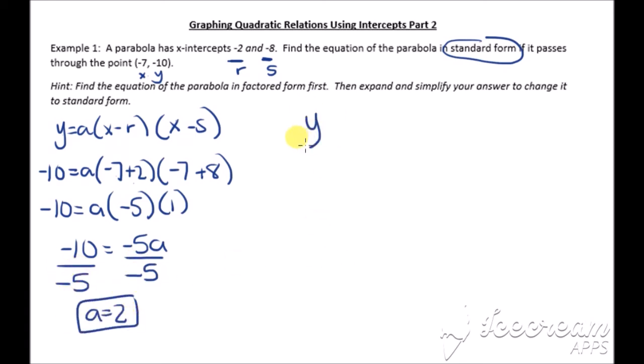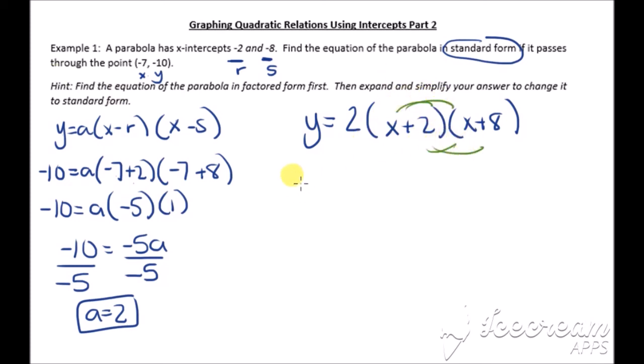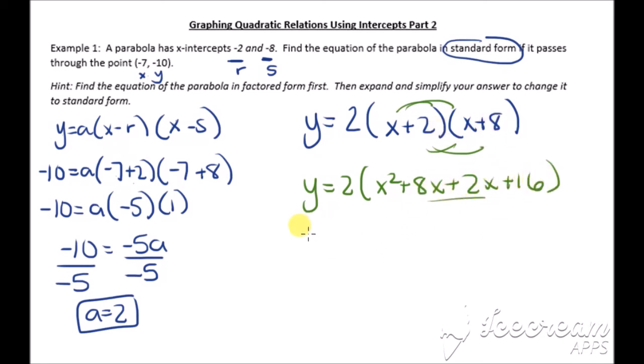Okay, so our equation in factored form is y equals 2(x + 2)(x + 8). Now let's convert. We want this in standard form. So we can go y equals 2, do the two brackets first: x squared plus 8x plus 2x plus 16. Let's collect the like terms in the middle. So 8x plus 2x is 10x.